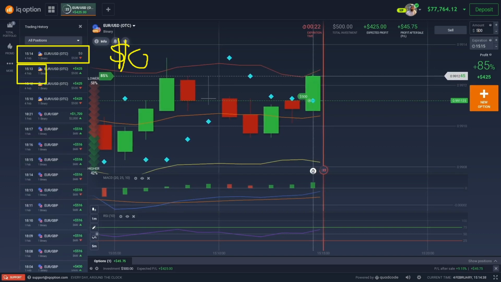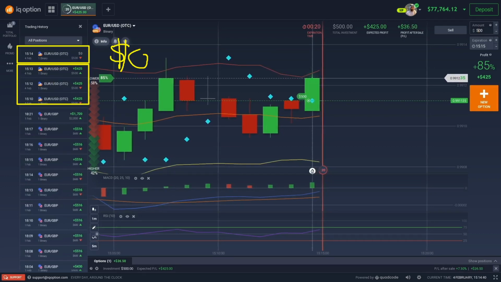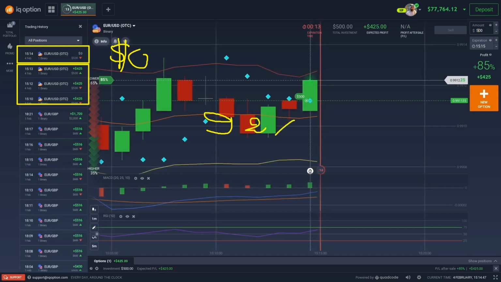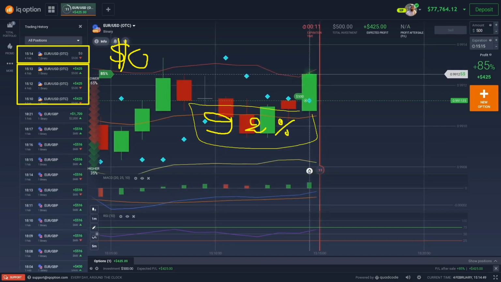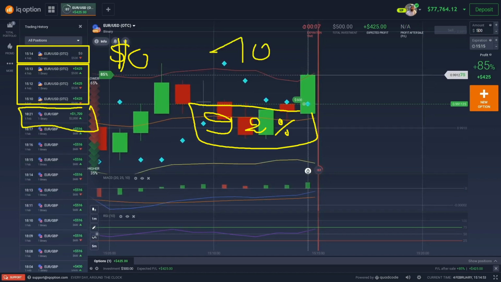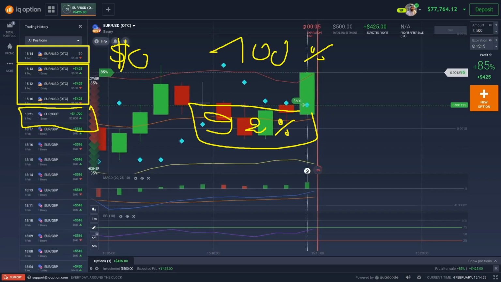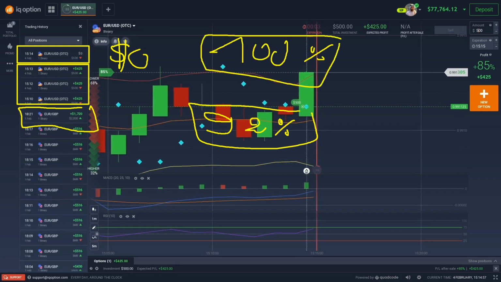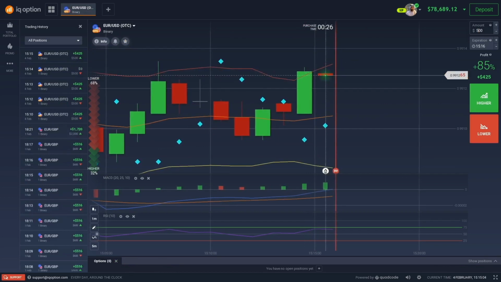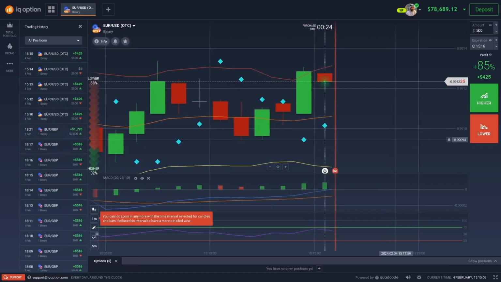So with these three trades, I was 100%, like 92%. But with this one, this was the only 100% trade in the last 2 months. Great, another win. Beautiful.